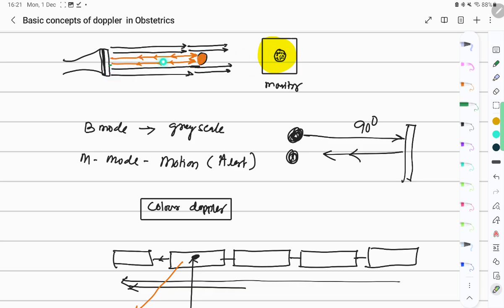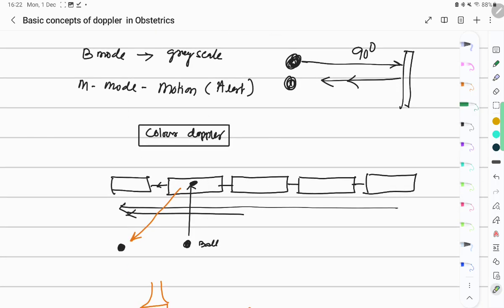Because all the waves are getting reflected from that object and coming back to the probe. But if I move the probe to another angle, the image will change, because not all the waves will hit or get reflected back from that object to the probe. Some will miss the object and some will not come back to the probe, so at a different angle you will get a different image on the monitor.